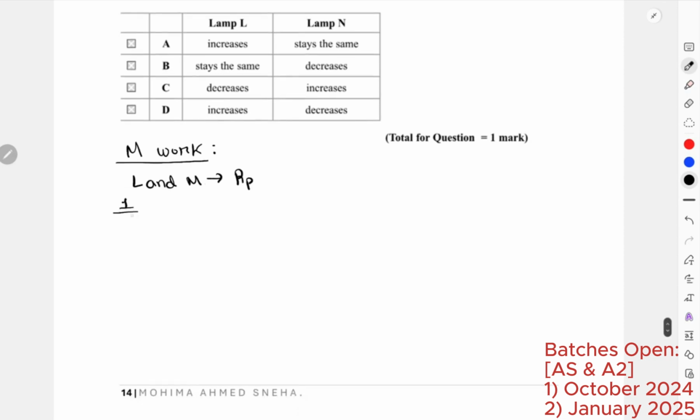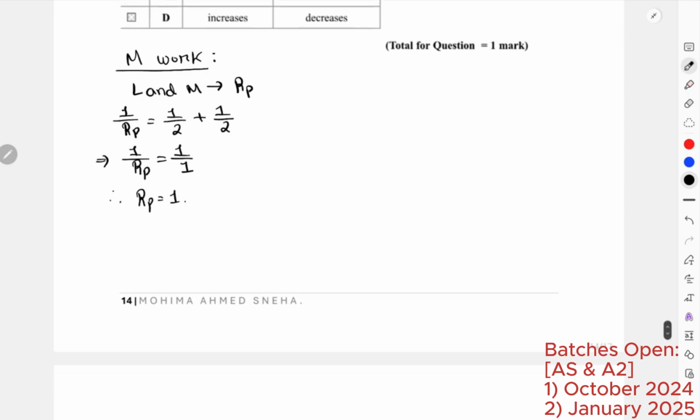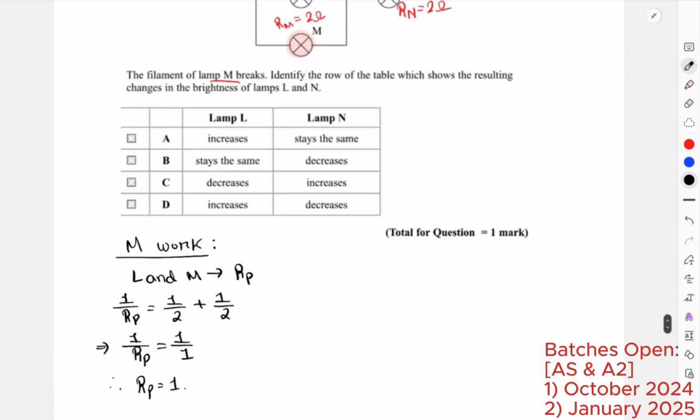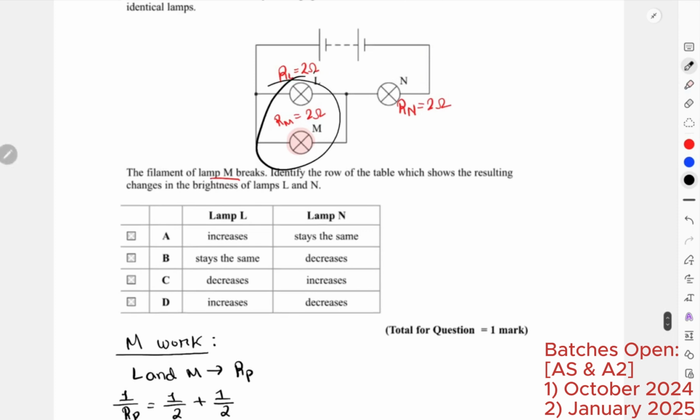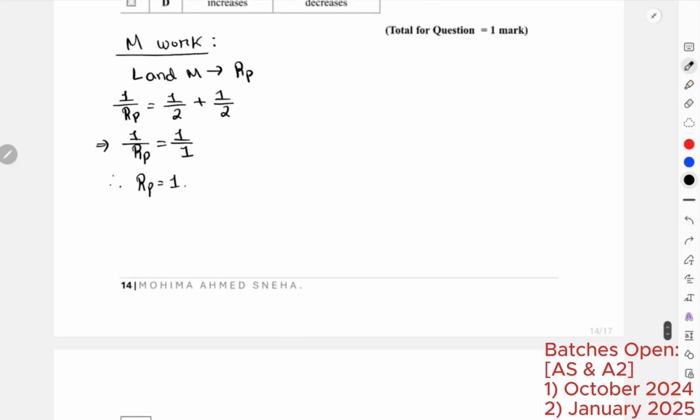In order to find out RP, that would be 1 over 2 plus 1 over 2, which will give you 1 over RP as 1 over 1, right? Half plus half is 1 basically. So you get RP as 1. Now, this RP and that component N are connected in series, right? This entire combination and this component N are connected in series. So, in that case, we have to again write this down.